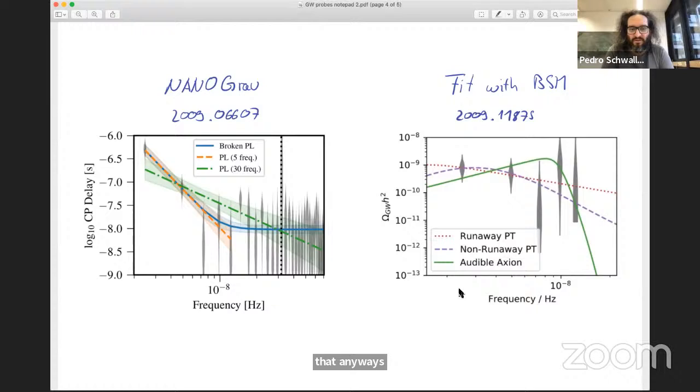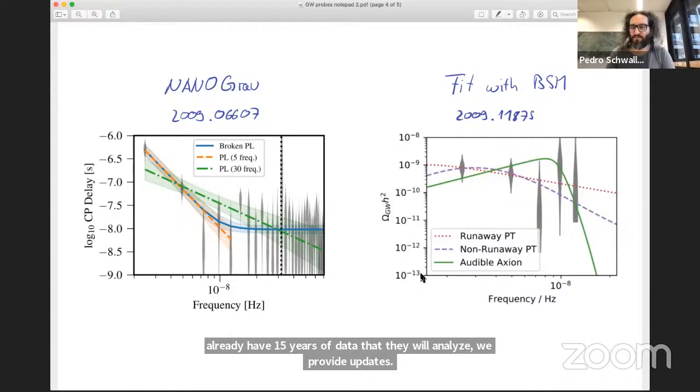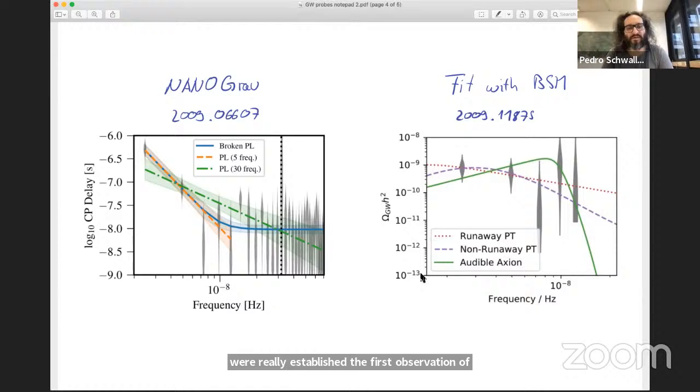And of course, these collaborations are now paying much more attention to their data. I think this was from 12 years of data in the NANOGrav collaboration. They now already have 15 years of data that they will analyze and provide updates. So of course, we can hope that within a few years, we will really establish the first observation of gravitational waves at very low frequencies. This is also where the backgrounds from supermassive black holes would be. So we will have to work quite a bit to convince ourselves to find out whether there is some new physics component there.